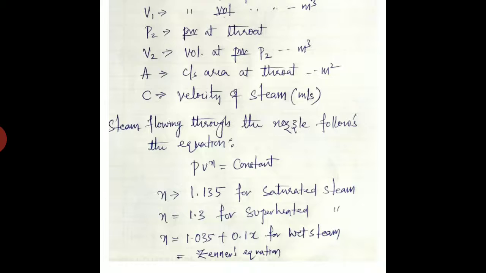This we can calculate from Dr. Zeuner's equation. Dr. Zeuner's equation says we can calculate the n for wet steam. Already we know the values: n is equal to 1.135 for saturated and n is equal to 1.3 for superheated steam. But for calculating n for wet steam, we have to use the Zeuner equation.